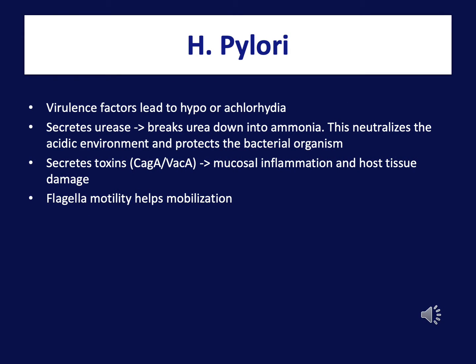The pathogenesis of infection of H. pylori is a common and favorite exam question. So the factors lead to hypo or achlorhydria. It secretes urease. So this breaks down the urea into ammonia. As you know, ammonia is a base. This neutralizes the stomach acid, allowing H. pylori to survive and thrive. It secretes these two toxins, which cause inflammation and damage tissue. And finally, it has a flagella, which helps its mobility.